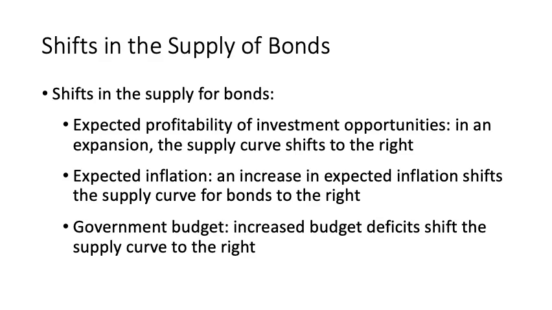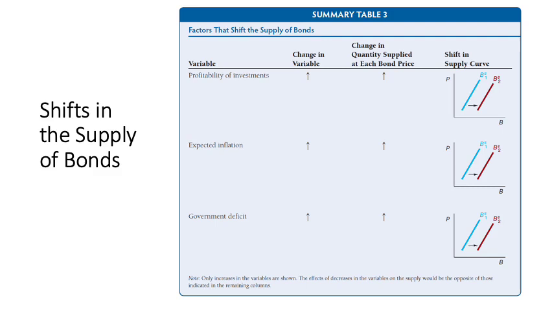In case of government budget, if the government budget deficit increased, it will be financed by issuing new bonds, which means in all of these cases, there is a positive relationship. This is clear in this slide, where profitability, expected inflation, government deficit, all of them increased, so that supply increased. And for this, the supply is moved to the right, represented by red lines.